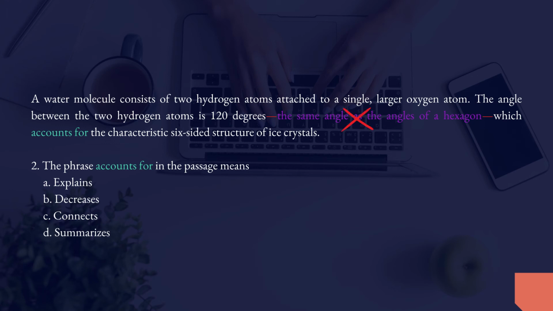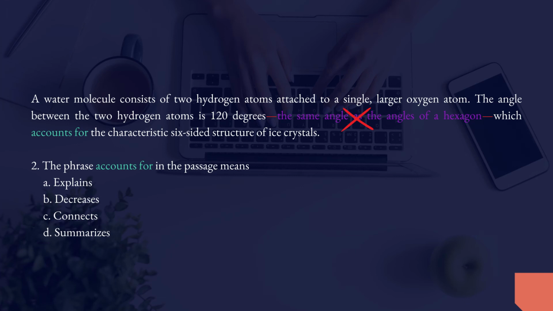The sentence reduces to this. The angle between the 2 hydrogen atoms is 120 degrees, which accounts for the characteristic 6-sided structure of the ice crystal. Here, that word which, the pronoun which, is a bit tricky. I'm not going to talk about the skills on how to find the answers to pronoun questions, to reference questions. That is another skill. We will deal with that thoroughly. So here, I'm going to let you cheat. Here, which refers to 120 degrees. Just don't ask why. You will see in the other video. For now, don't confuse yourself. So which refers to 120 degrees.